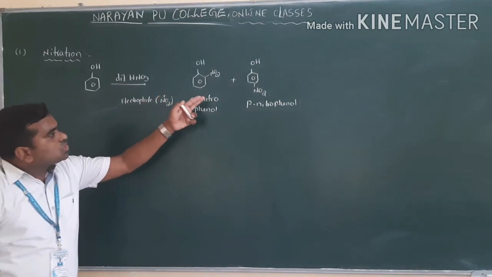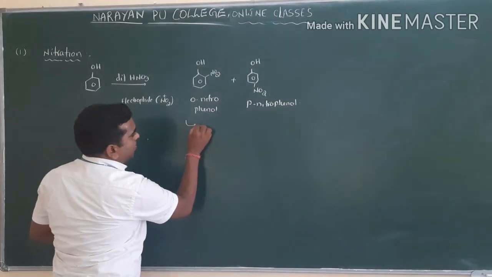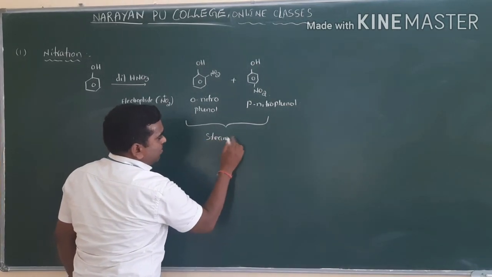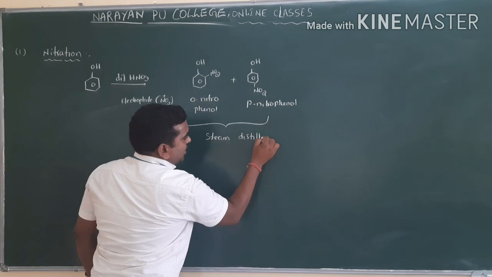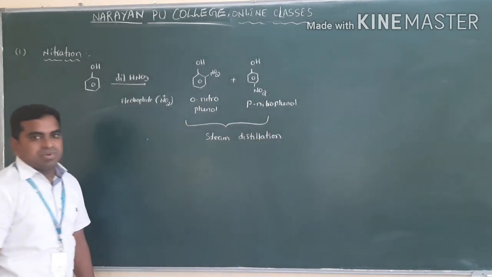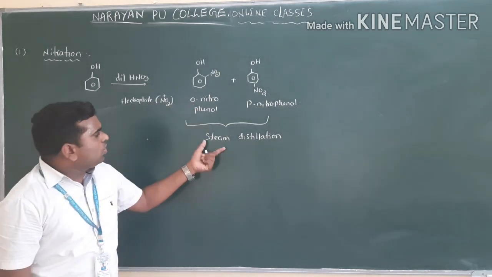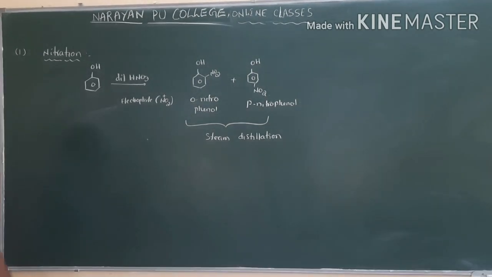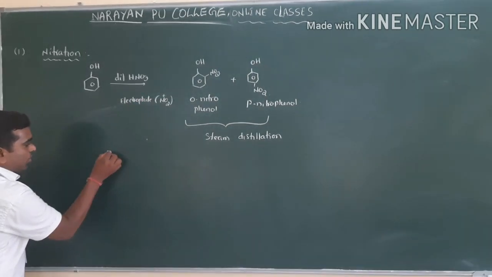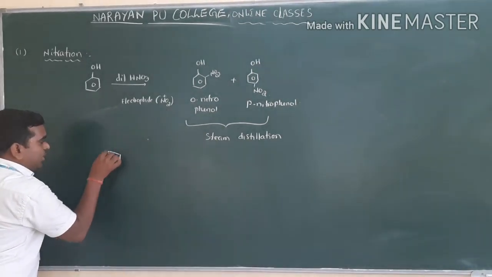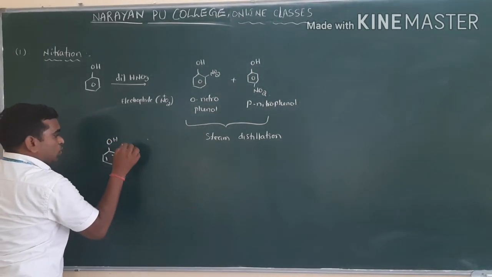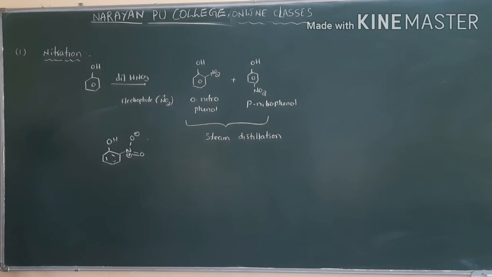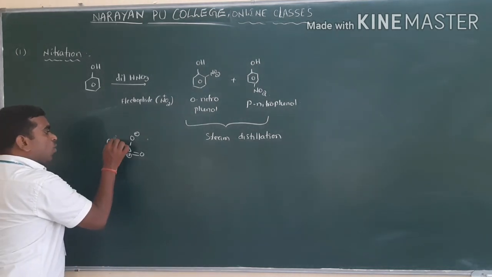Now these two compounds are separated by steam distillation. Very important here. How will we separate these two compounds by steam distillation? If you take the first compound, orthonitrophenol, it is a volatile compound. Here we have OH and NO2, with the double bond O and O minus, and nitrogen having a plus charge.